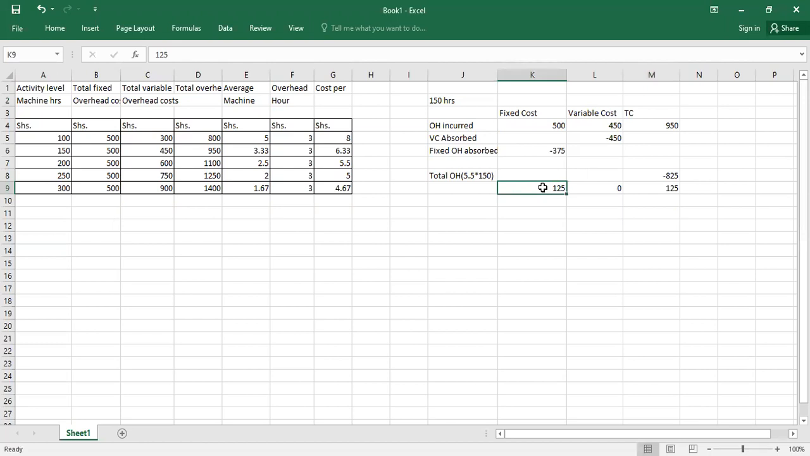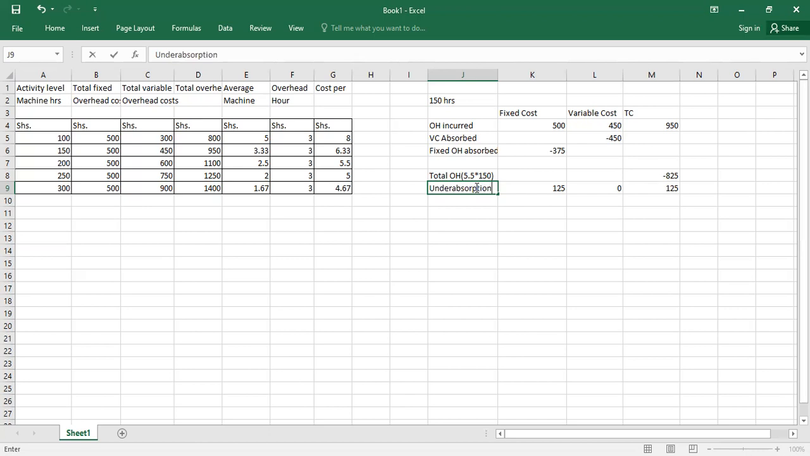I said if you get a positive answer, it is an under absorption. If you get a negative answer, it is an over absorption, right? So this will be an under absorption.